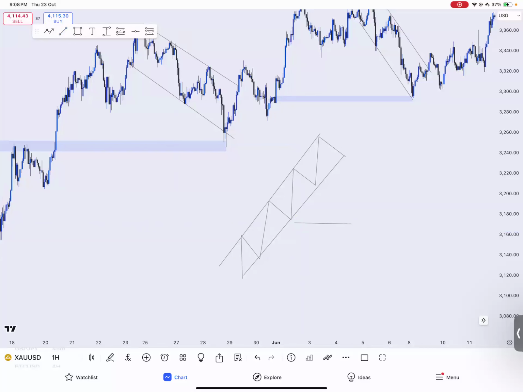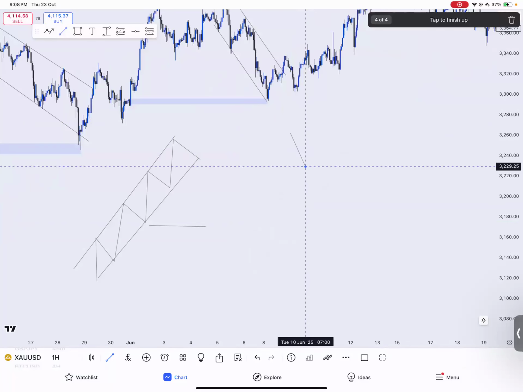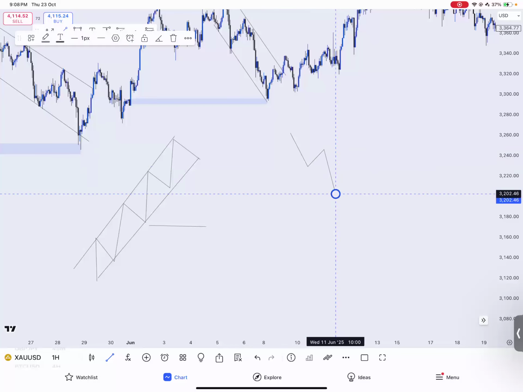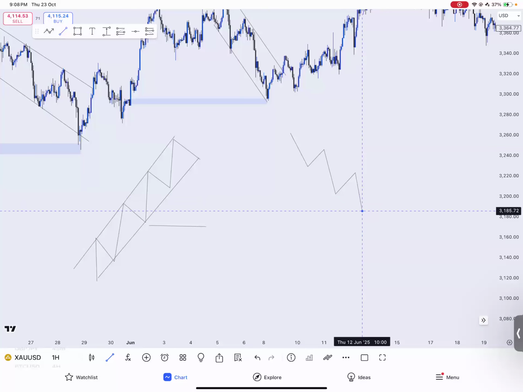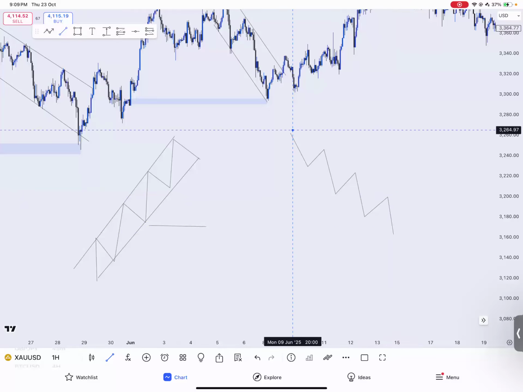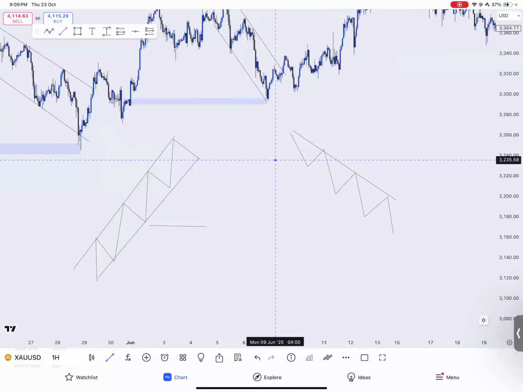Same way, if market is on a downtrend, giving you a series of lower high, lower low, lower high, lower low, lower high, lower low, lower high, lower low, it means that there's trendline liquidity being accumulated on the upside of this chart here.